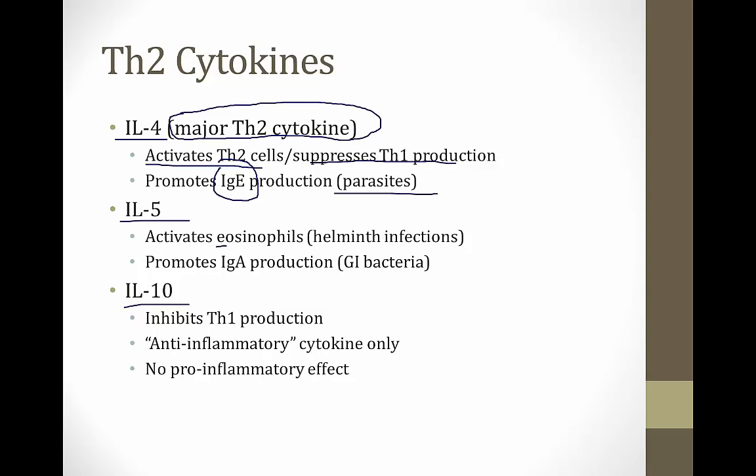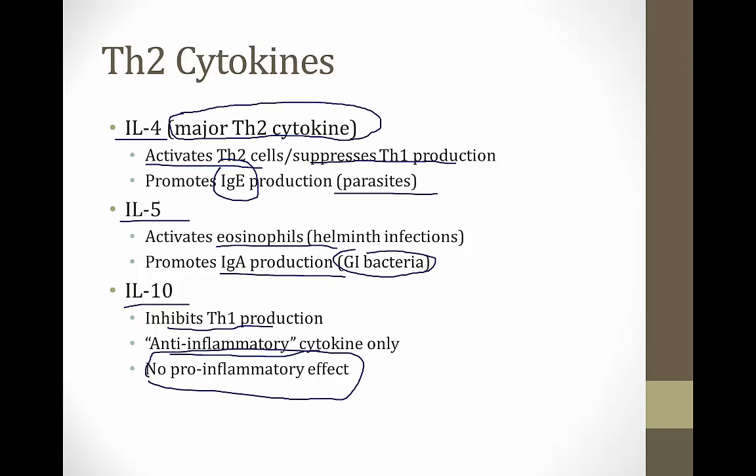IL-5 is important for activating eosinophils in helminth infections. It also promotes IgA production, and the IgA antibody is very important for mucosal immunity against GI bacteria. IL-10 inhibits Th1 production. It's very unusual in that it is an anti-inflammatory cytokine and it has no pro-inflammatory effect.